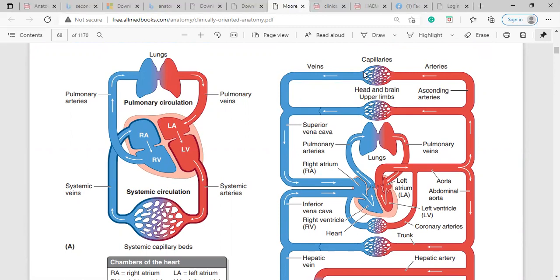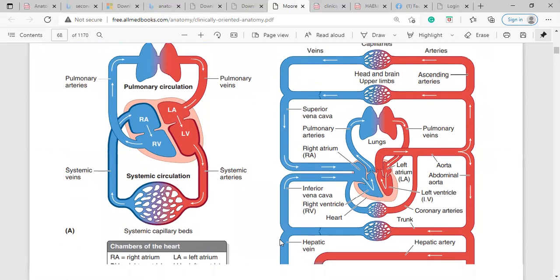Blood coming from my head and my brain is carried by veins. Blood coming from my upper limb is carried by veins. So all these veins join together to form the superior vena cava, which is the largest vein, and then it enters the heart.